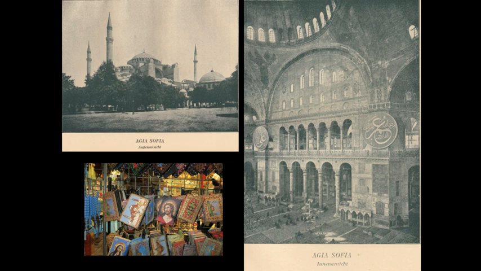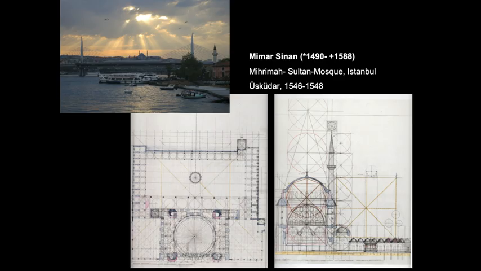Here we have some images from an architectural guide of the year 1913. So at that time it was still a mosque. But the Christian religion is also very present in Istanbul. You see it in the picture down on the left. Istanbul is still the capital of the Orthodox Christian Church. The Greek, the Armenian and the Bulgarian Church have their center still in Istanbul.